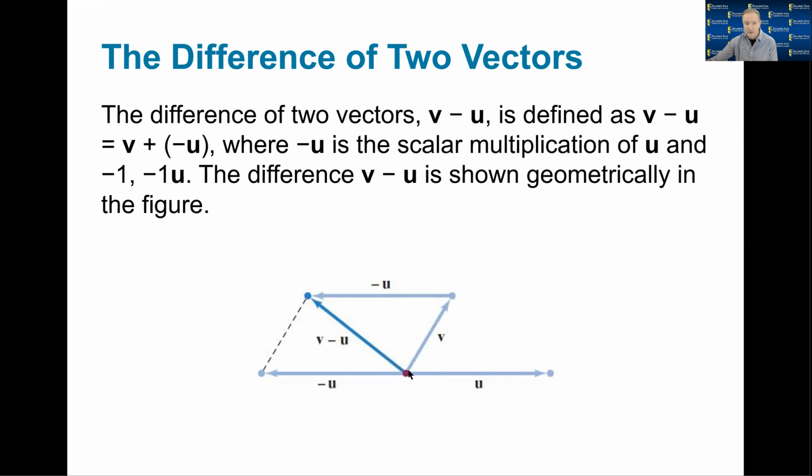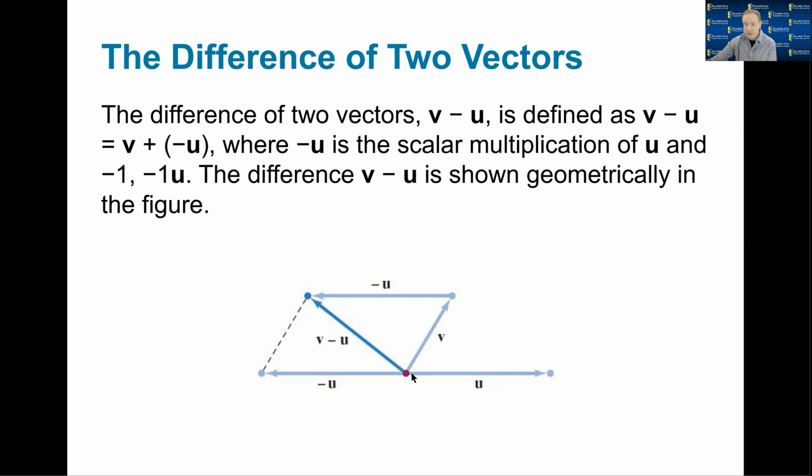Vector v has a positive horizontal and vertical component. And I'm wanting to say I want vector v minus vector u. Well, v minus u is the same thing as v plus a negative u. So I know if positive u is telling me to go horizontal this distance, the negative u would tell me to go horizontal in the opposite direction.